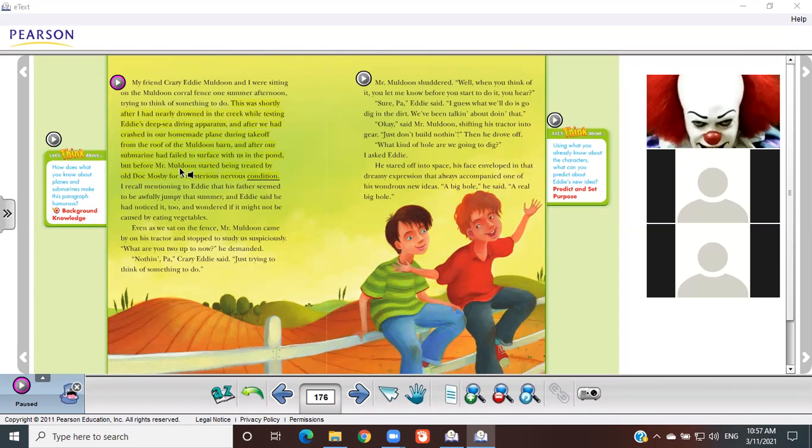That was a cause. What was the effect? Okay. Mr. Muldoon got a what? So Mr. Muldoon was treated by the old dog Mosby because of a nervous condition. Why did he get that nervous condition, Mazen? He got that nervous condition because of the things that happened to his kids, his son and his friend. The submarine, they almost drowned. Very good. Very, very good.